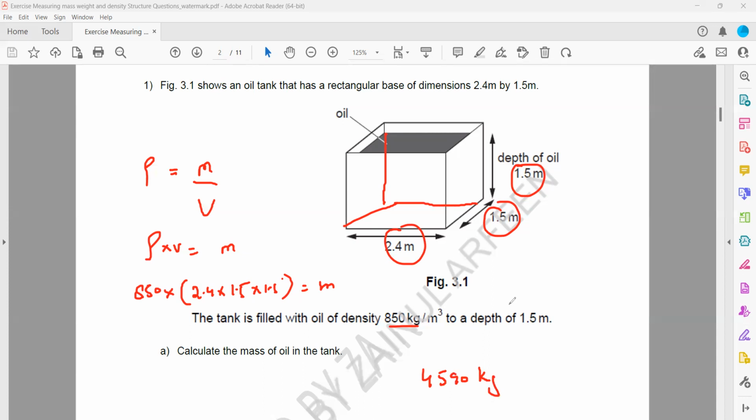So the mass is equal to 4,590, and the unit, because the density is in kilogram per meter cube and the volume is in meter cube, we'll get the mass in kilogram. If the density was in gram per centimeter cube and the volume is in centimeter cube, we'll get the mass in gram. Is it clear? Discussion?